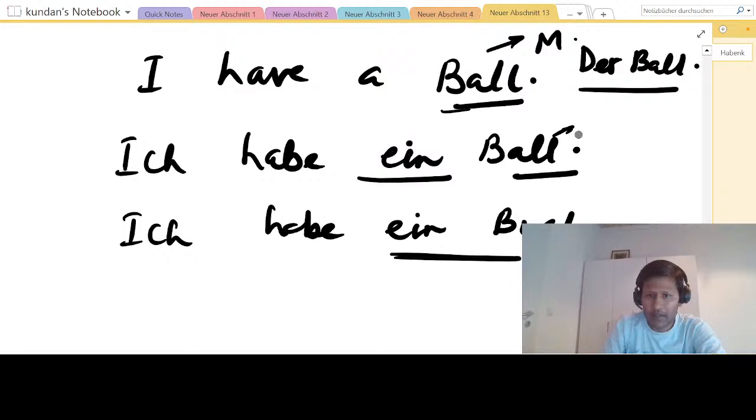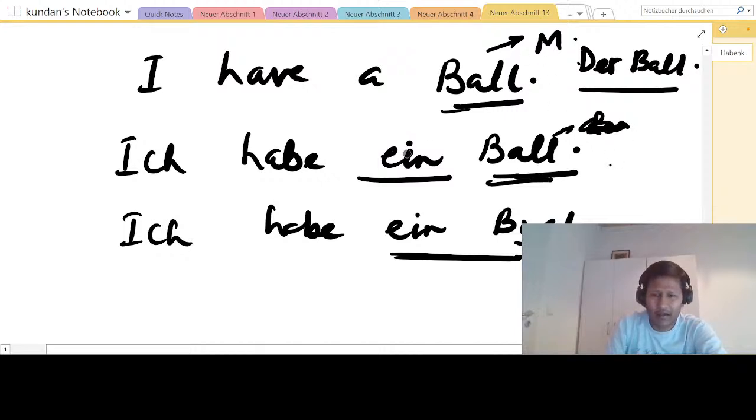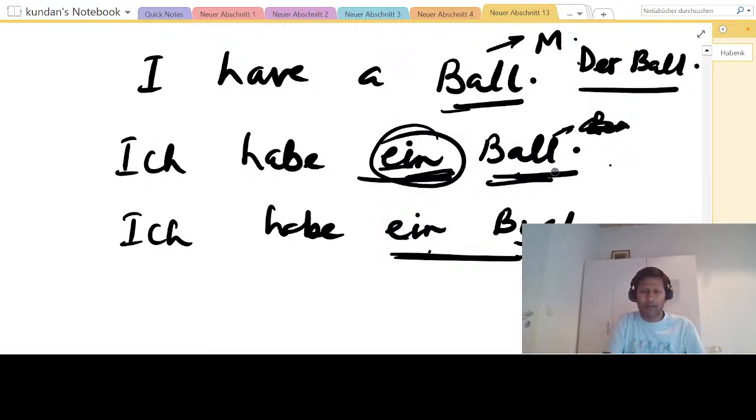Now let us see. This one is der Ball. We have seen that already. But this book is das Buch. This is neuter. And this is masculine. So ein Ball, ein Buch, that remains the same, right? But here, because this is masculine, will there be a change in this? Can I get yes or no? You can just say there will be a change, or there will be no change.